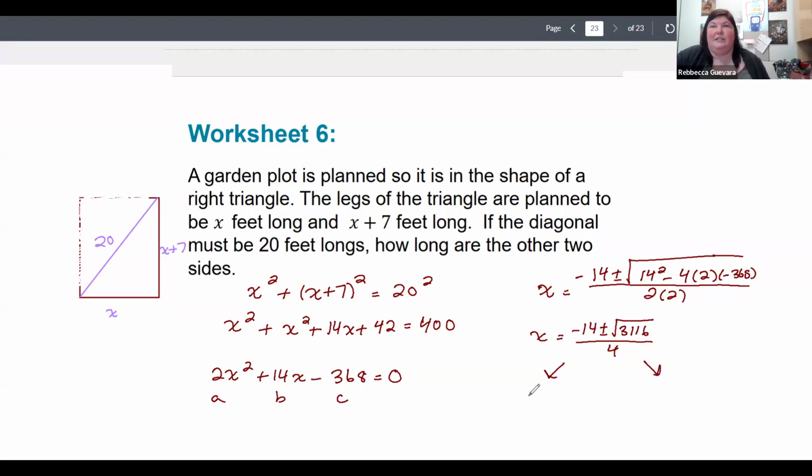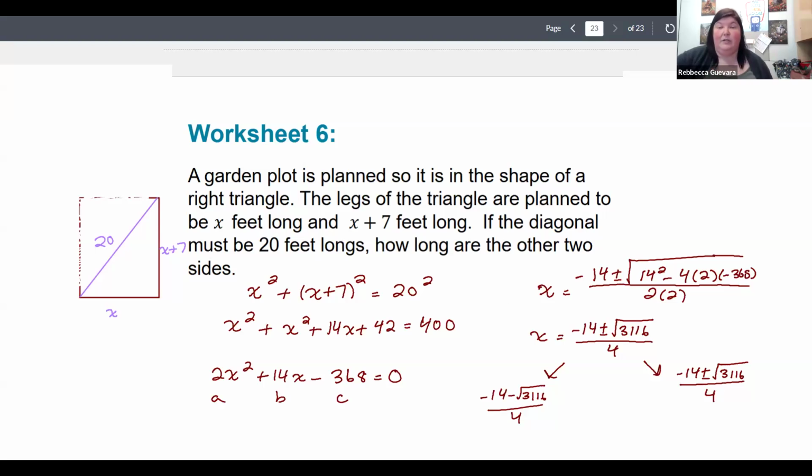We have two possibilities here. Either it's negative 14 minus the square root of 3,116 divided by 4, or it's negative 14 plus the square root of 3,116 divided by 4. So if you do negative 14 minus the square root of 3,116, second, I have some sort of glitch at my end. Oh, my stuff is glitching out today.